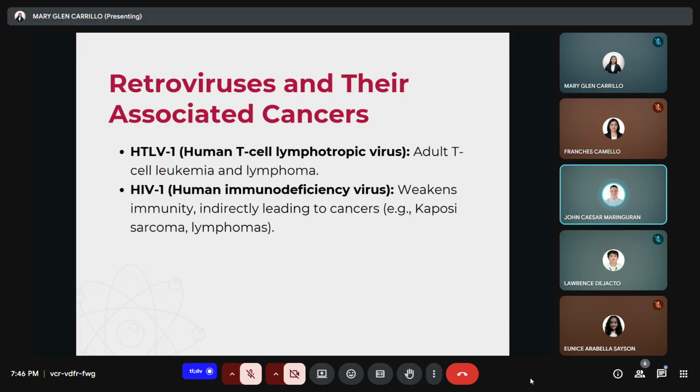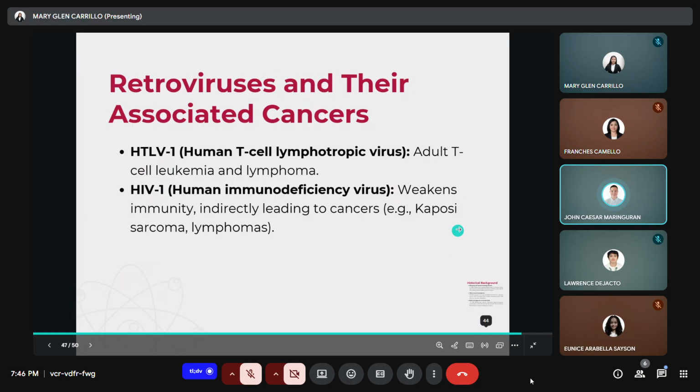For example, people with HIV are much more likely to develop Kaposi sarcoma, caused by another virus, or non-Hodgkin lymphoma and other blood cancers. So HIV's role in cancer is more indirect. It creates the conditions where cancer-causing viruses or abnormal cells can thrive.